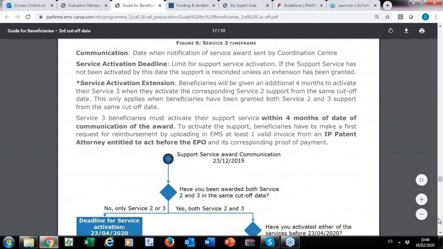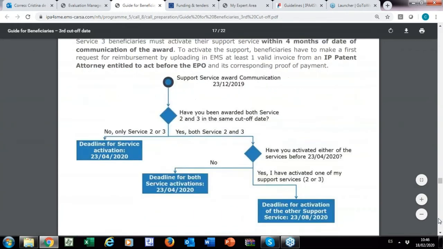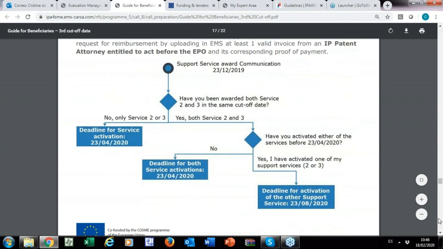So service three beneficiaries must activate their support within 4 months after the communication. And here, activate means making the first payment request, which consists of one or several invoices of an IP attorney entitled to act before the EPO, plus its corresponding proof of payment. So here we also introduce a graphic which you can follow to understand this rationale.